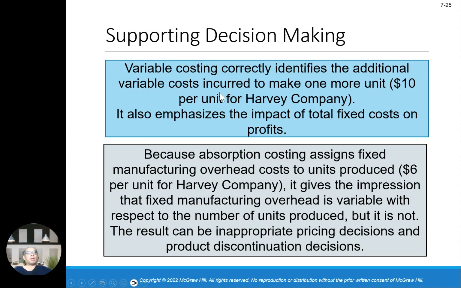In supporting decision making, variable costing identifies the additional variable cost incurred to make one more unit, $10 per unit for Harvey Company. It also emphasizes the impact of total fixed costs on profits. Because absorption costing assigns fixed manufacturing overhead costs to units produced, it gives the impression that manufacturing overhead is variable in respect to units produced. This result can be inappropriate in pricing decisions and product discontinuation decisions.